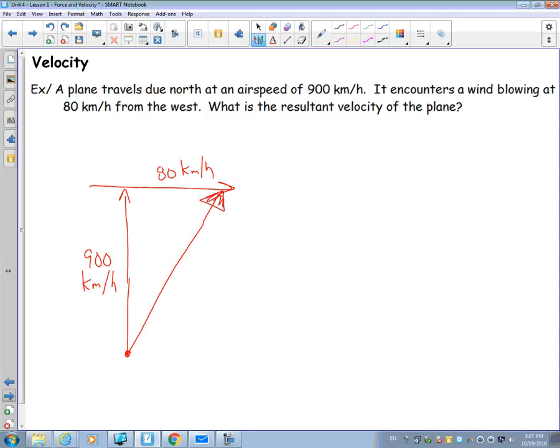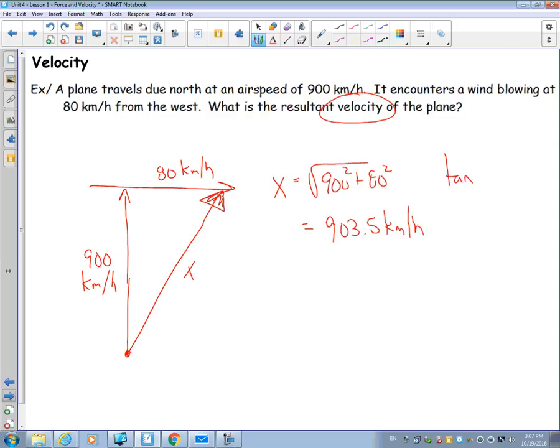And by saying the word velocity, I'm talking about the vector idea that has a size and a direction. So like we started with today, we can use Pythagoras. Pythagoras will just be the square root of 900 squared plus 80 squared. It's a nice quick one. Put in our calculators, we get 903.5. So the wind has helped the plane just a little bit. It's gone a little bit faster than it was. But it also blew it off track.